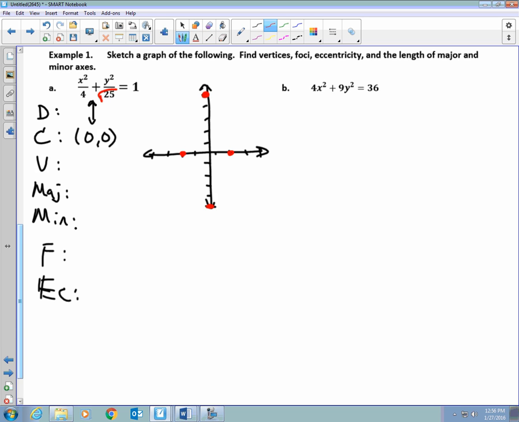So already I have enough information to sketch this graph, and you can sketch your ellipse and make fun of yourself for how poorly you draw it. All right, who can tell me the location of the vertices? 0 plus minus 5. Length of the major axis? 10. Length of the minor axis? 4.